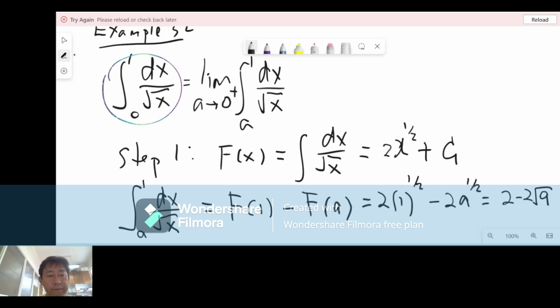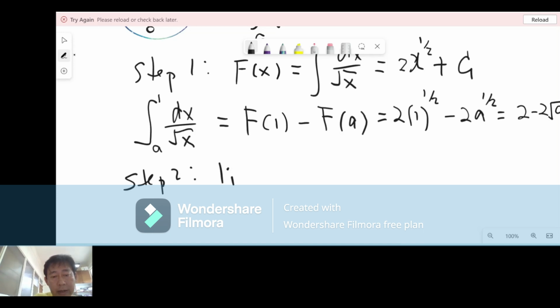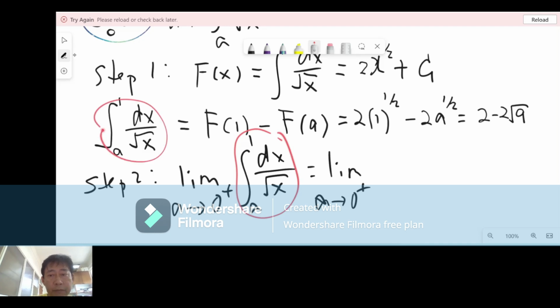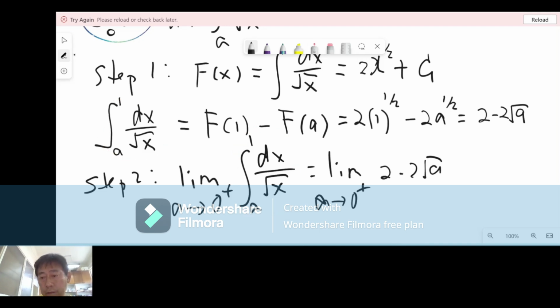That finishes the first step. The second step is to take the limit of the integration in terms of a going to 0 from the right. We just copy down the expression of this integral, which has been obtained in the previous step, 2 minus 2 square root of a. Therefore, it is quite straightforward to see that when a is taken to be 0 from the right, that means when a is positive and tends towards 0, this term will just give you 0. Therefore, the limit of these proper integrals is simply left with the term 2, as this term goes to 0. So we end up with 2.